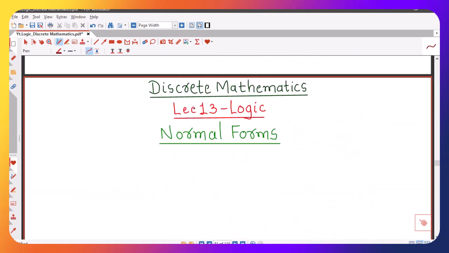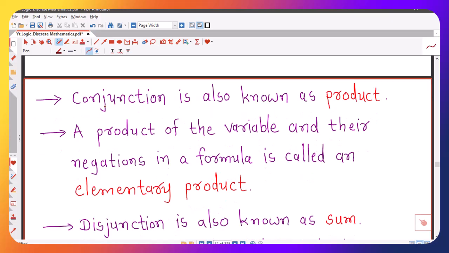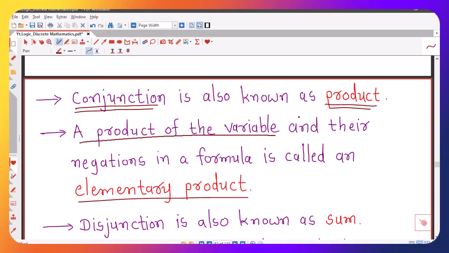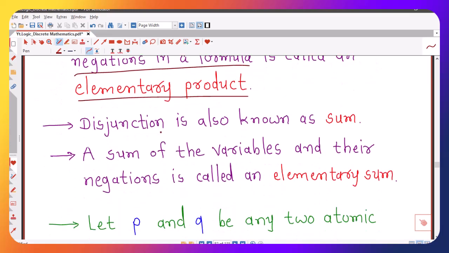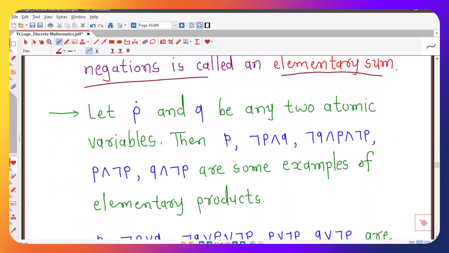I have written all these things systematically here. We again revise all these things. Conjunction is also known as product. Either we use conjunction or product, both are synonyms. Now, what is an elementary product? An elementary product is the product of variables and their negations in a formula. Similarly, disjunction is also known as sum. And what is an elementary sum? It is a sum of variables and their negations. For example, suppose I consider two variables which are atomic variables.